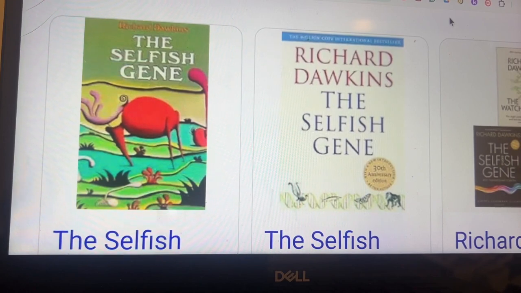Dawkins used Darwin's theory to explain evolution from a gene's perspective by claiming that all organisms are machinery for the gene, which is the true unit of evolution. This unit of selection is selfish, thereby earning the name of the selfish gene.